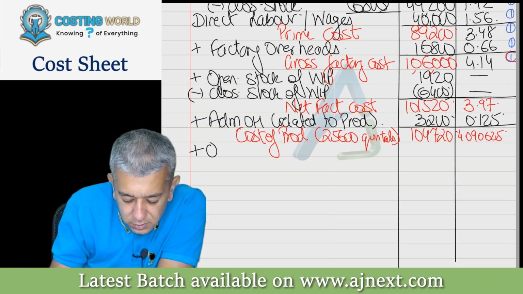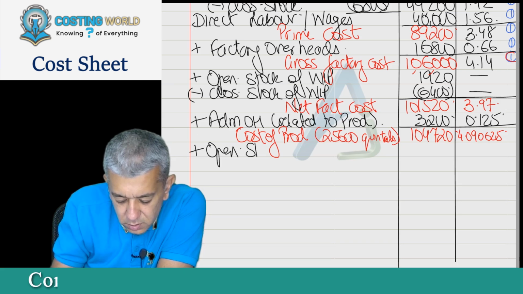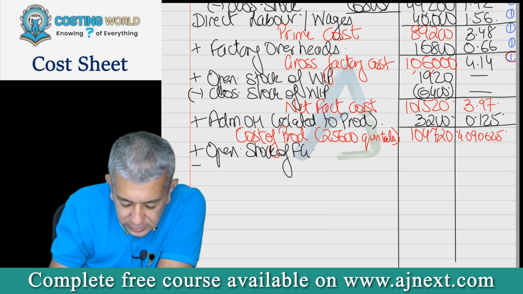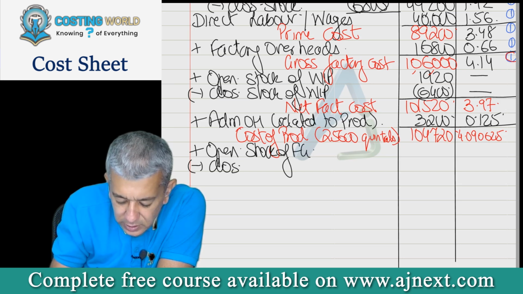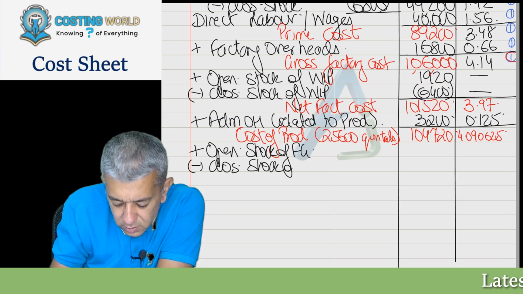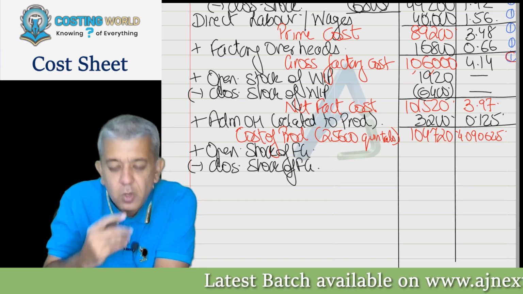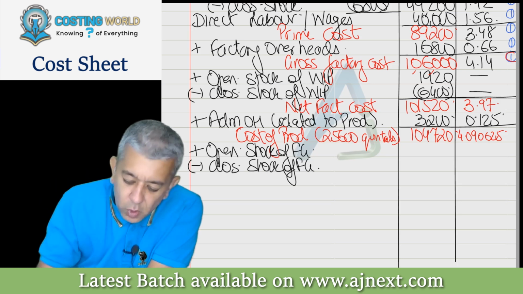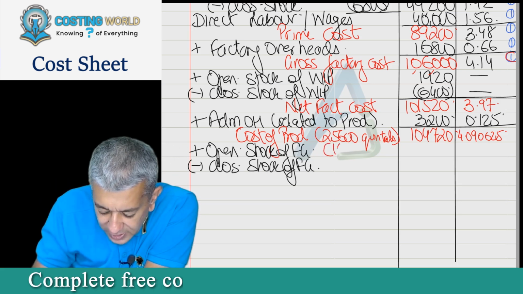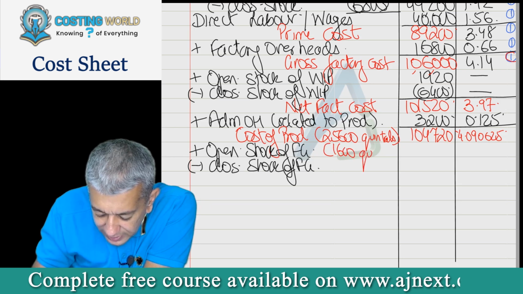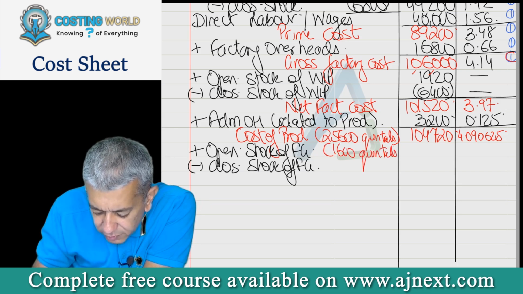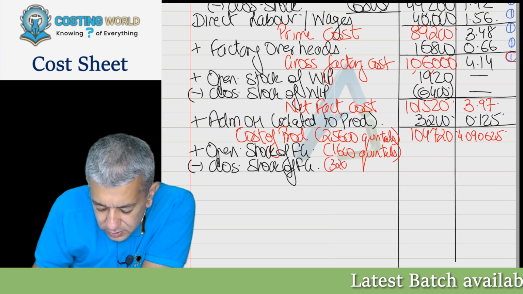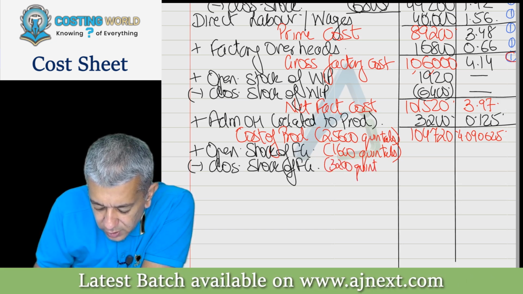Add opening stock of finished goods, less closing stock of finished goods. Now see, opening stock of finished goods, I had the quantity with me. I write down that quantity over here for information's sake. 1600 quintals, 3200 quintals.